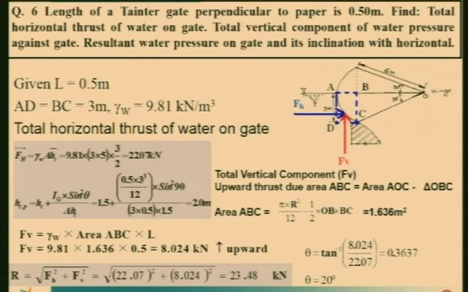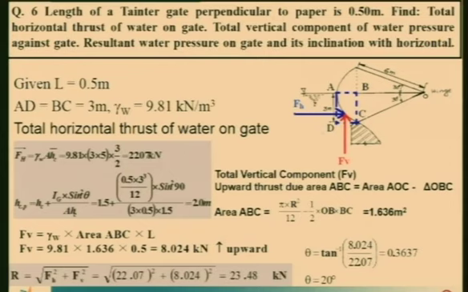Now let us see what is the vertical force. Vertical force in this case, interestingly, will be upward force, FV, upward. We are neglecting the weight of the gate, and now we can see FV is equal to gamma W into area ABC, which is here, area ABC, into the length. Length, as you know, is 0.5. Area ABC, you can see here, the upward thrust area ABC is area AOC minus triangle OBC.